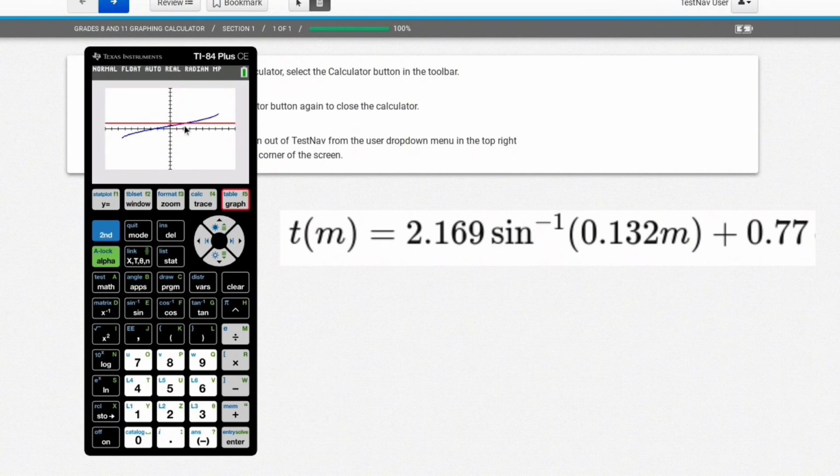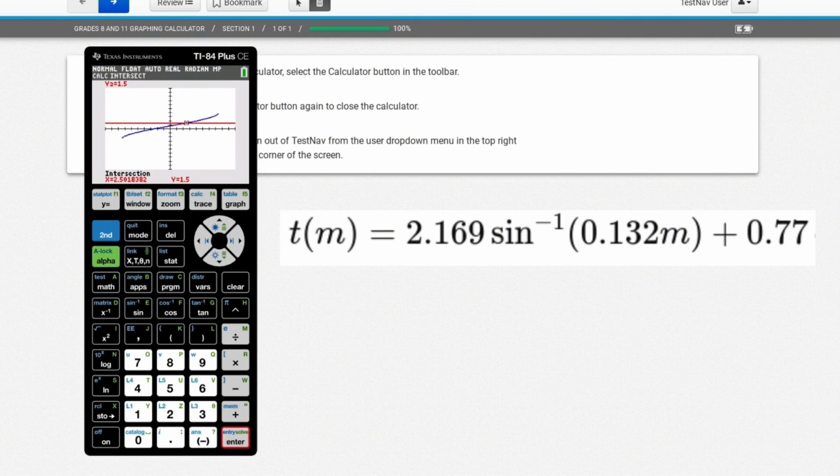Okay, so we get right there almost right away our intersection. We need to find out where they intersect. So second calc, 5 takes us to intersect. Let's move just to the left, enter, and just to the right, enter. Hit enter again, and we get 2.50183 and so on. So x is going to be that 2.5 answer.